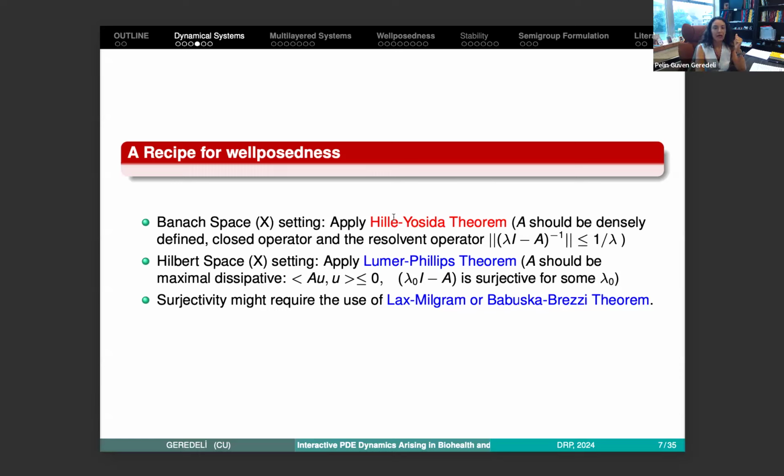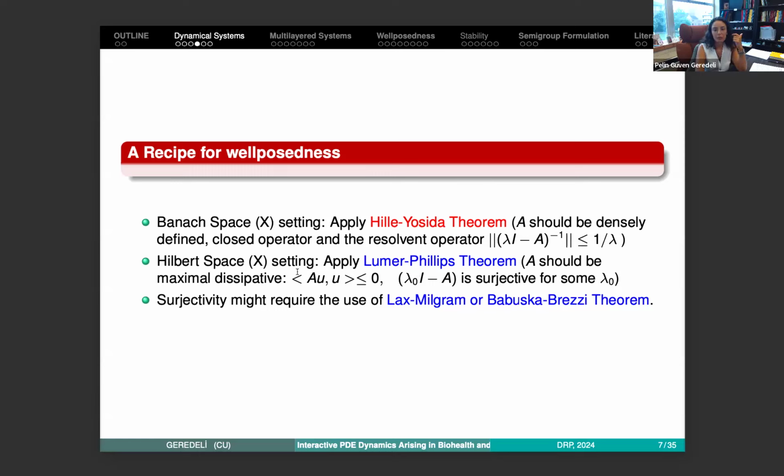So again, the application of, for example, Hille-Yosida theorem is based on the properties of this operator A. We require this operator should be densely defined, closed operator, or we are looking at the resolvent of this operator. Of course, these are some deep knowledge we might not know at this point. I mean, you might not know.